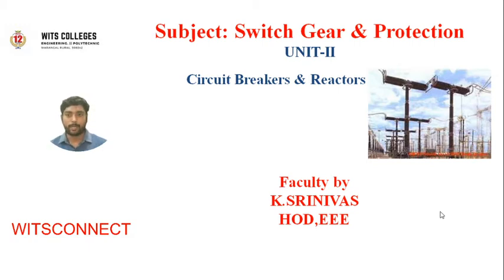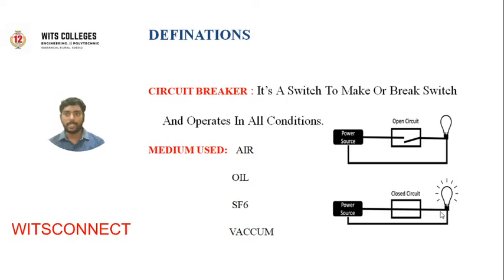What is meant by a circuit breaker? The circuit breaker is an automatically operated protective device, used to make or break the switch. It operates under all other conditions, whether off load or on load, normal condition, abnormal conditions, short circuit conditions or loading conditions. Whatever the condition may be, it operates to make or break the circuit.